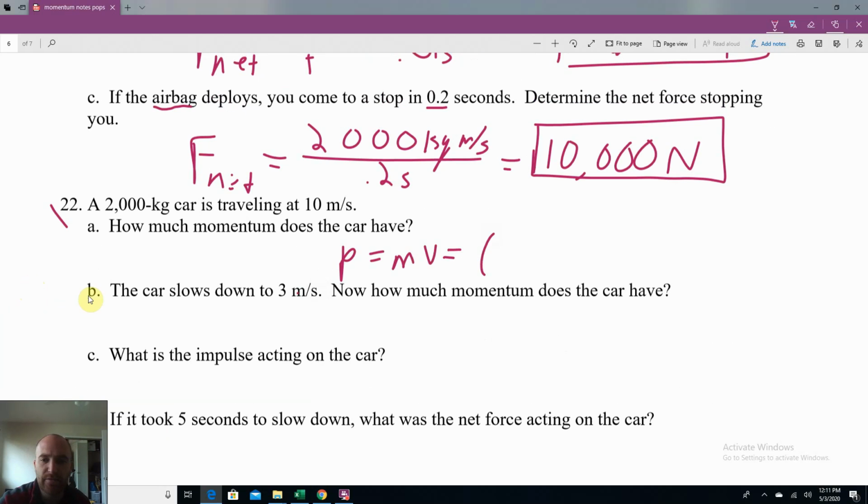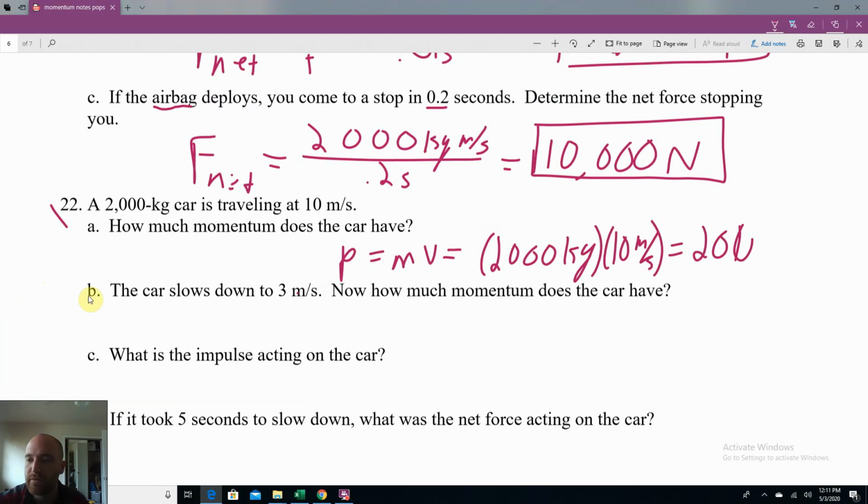Okay, the mass was 2,000 kilograms. The velocity is 10 meters per second, and I think you get 20,000 kilogram meter per second. 20,000.